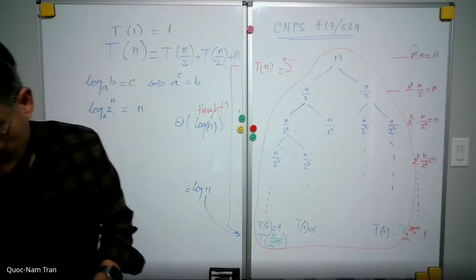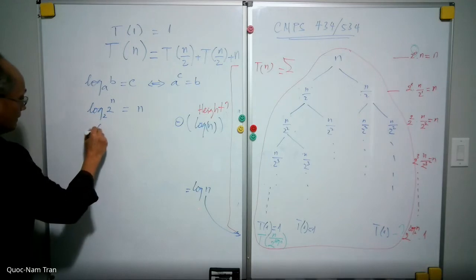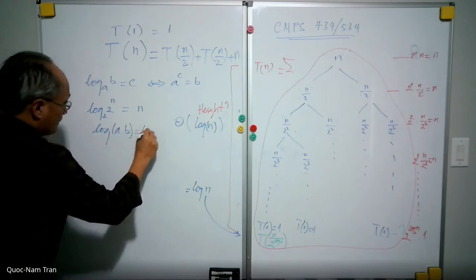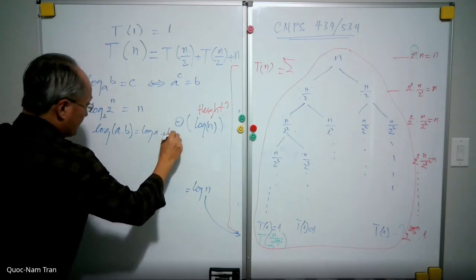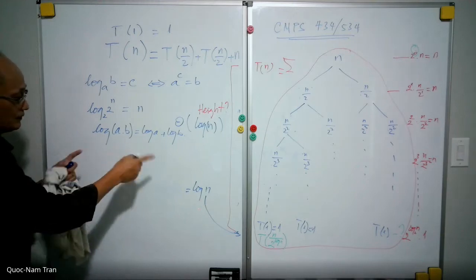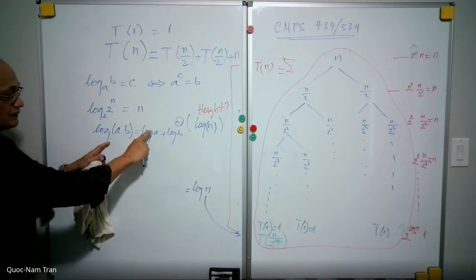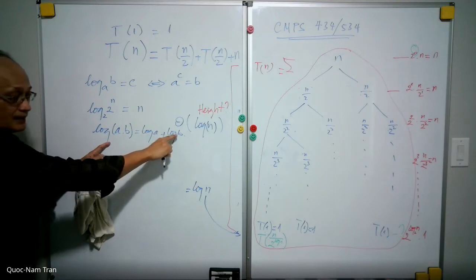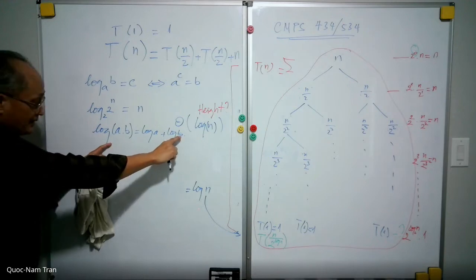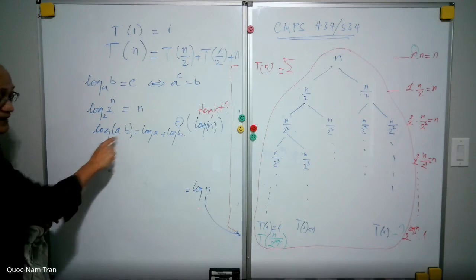The next thing we have is log of A times B is log A plus log B, right? Why do we know that? Because we take 2 power to the log A times 2 power to the log B, right? That is what we have here, A times B.